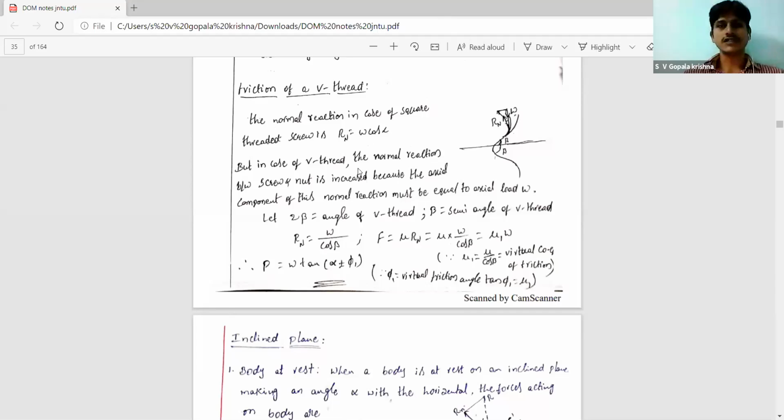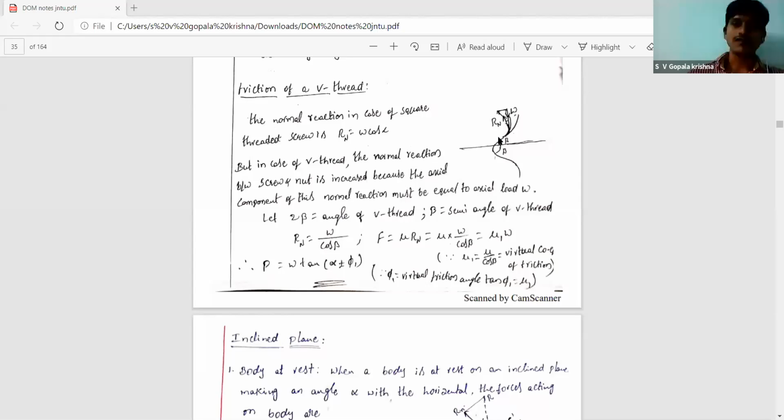But in case of V thread, the normal reaction between the screw and the nut is increased, because the axial component of the normal reaction must be equal to the axial load, which is W.